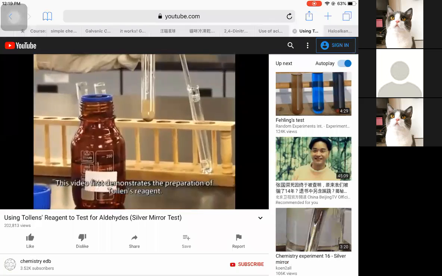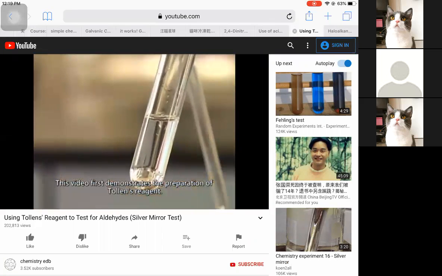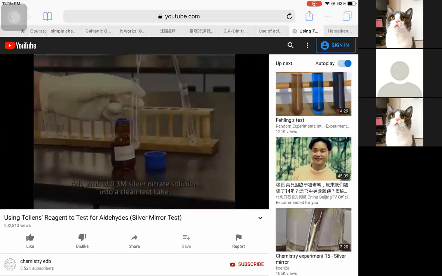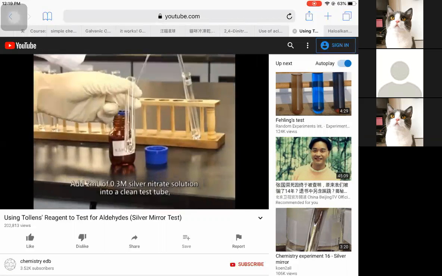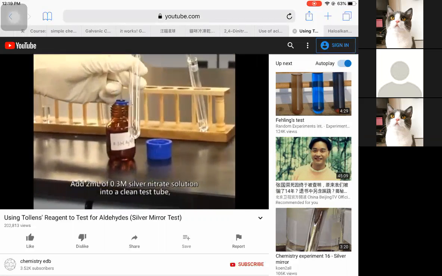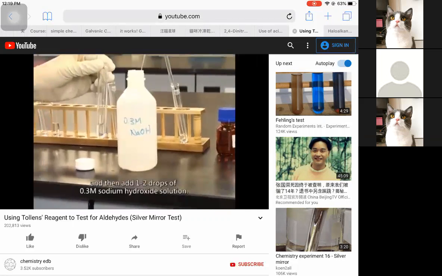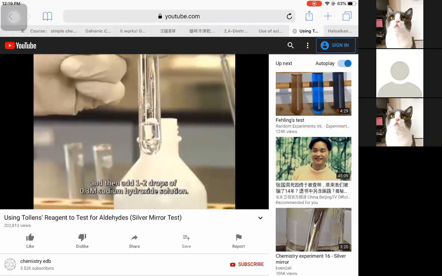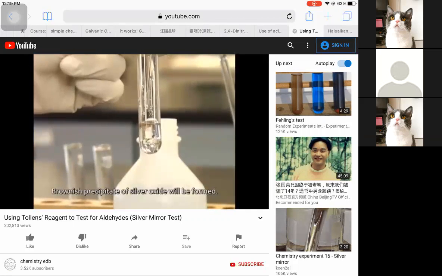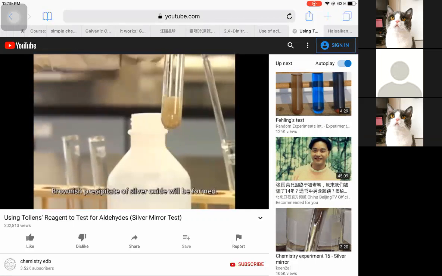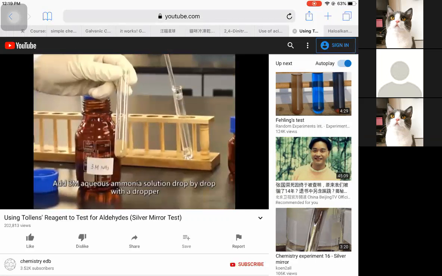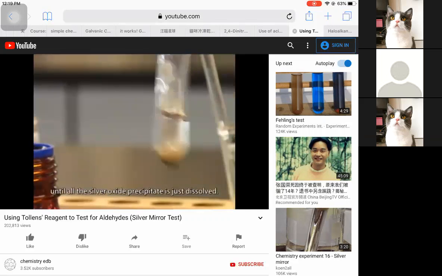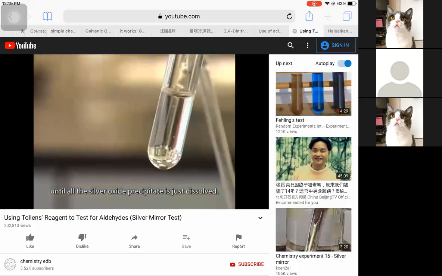Okay, so this is what you're gonna see after you add silver nitrate with sodium hydroxide. Right, so now he is adding silver nitrate together with sodium hydroxide. Only a small amount is needed, and then after you shake it, it's gonna form the precipitate. The precipitate is silver oxide. And then you will add aqueous ammonia and let the precipitate dissolve.